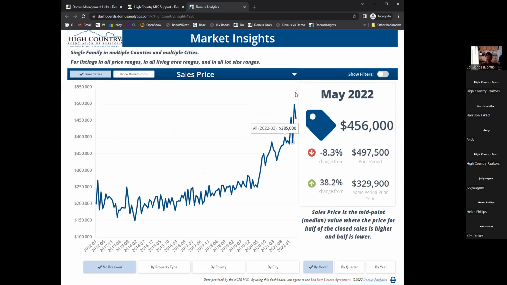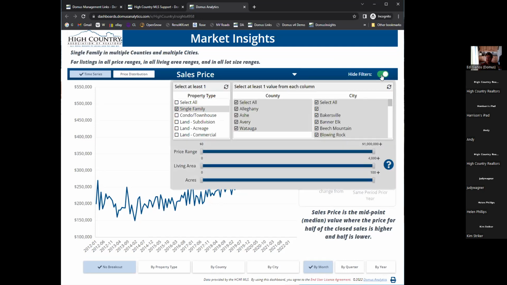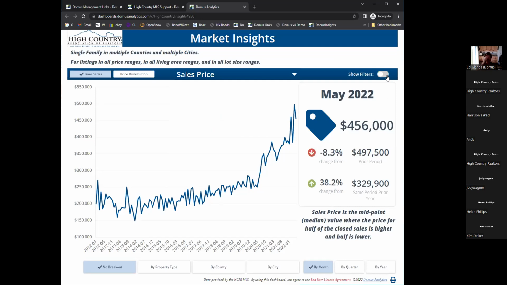So let's talk a little bit more about here. What we're looking at is the sales price, and I can peek and look at our filters. We're just looking at single family across all of the geographies and all of our slider filters. We'll talk more about that in a minute. I just wanted to show that we're talking about the whole market.